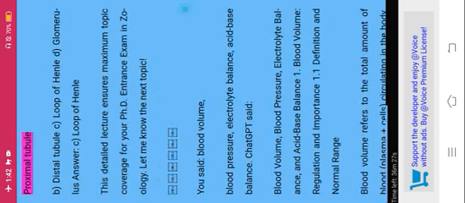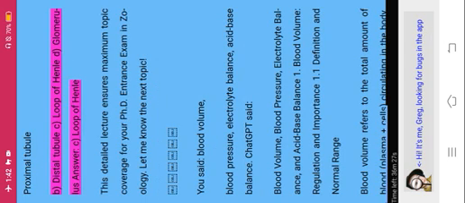3. Which structure in the nephron plays the most important role in urine concentration? A. Proximal tubule. B. Distal tubule. C. Loop of Henle. D. Glomerulus. Answer: C. Loop of Henle.